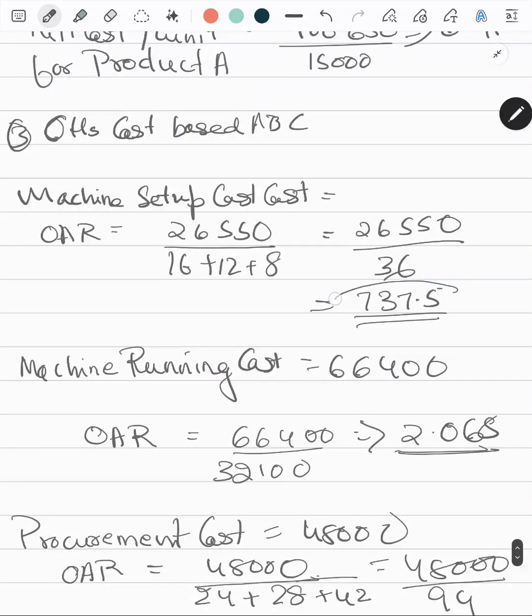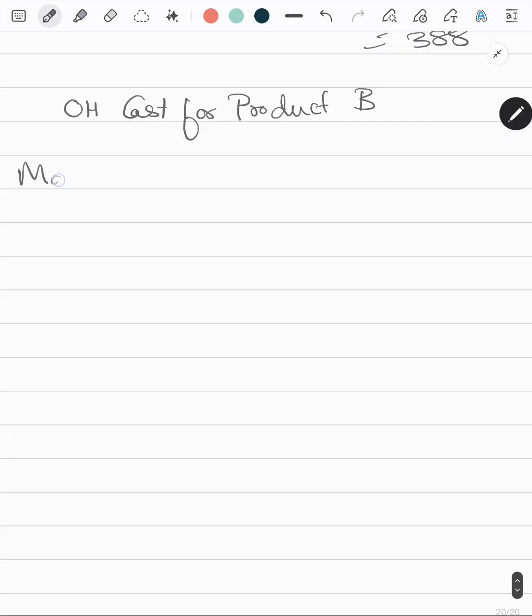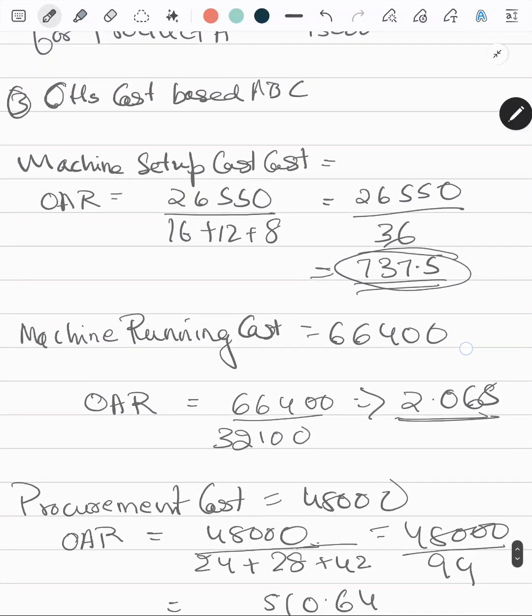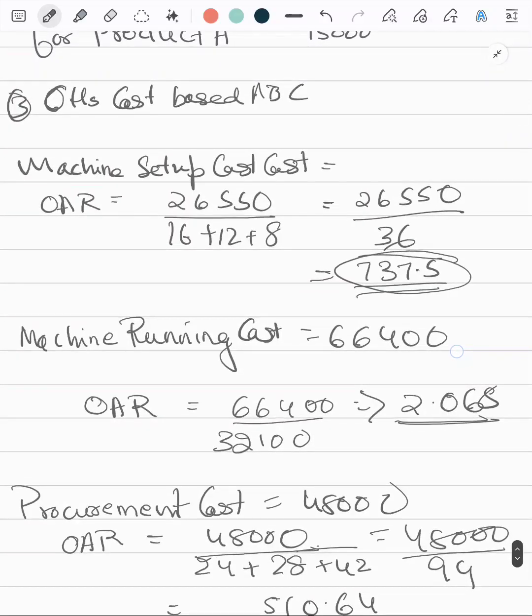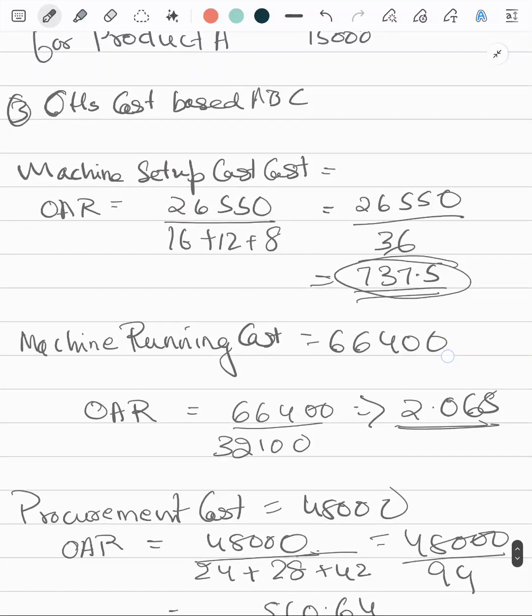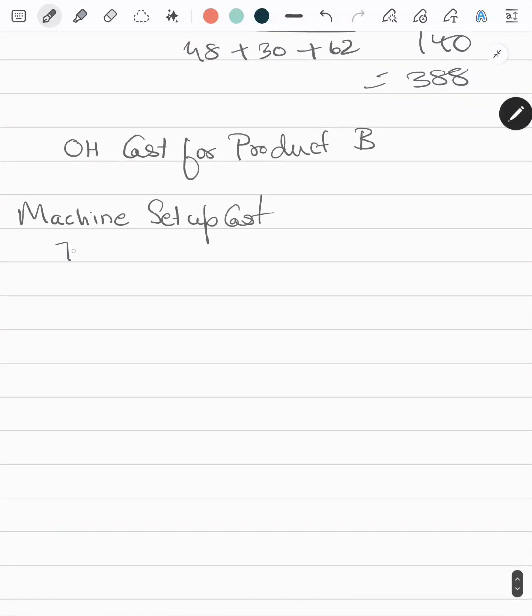The first was machine setup cost. And this is 737.5. And how many setups are there? There are 16 setups. So 737.5 into 16, which is 11800.